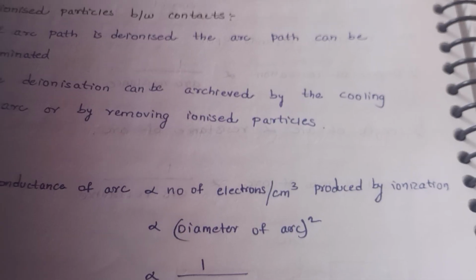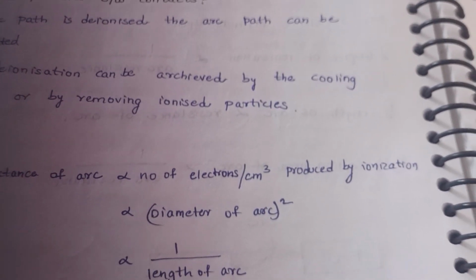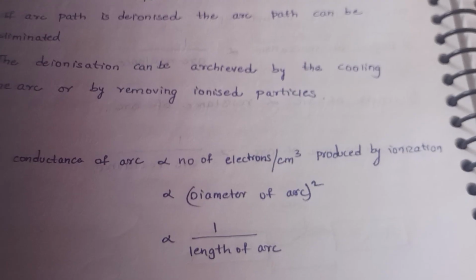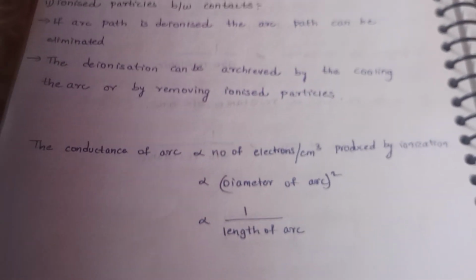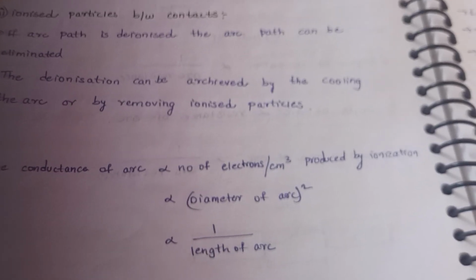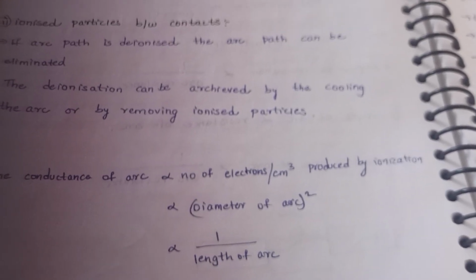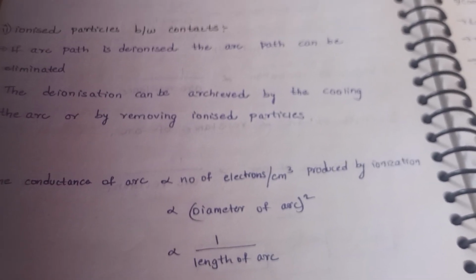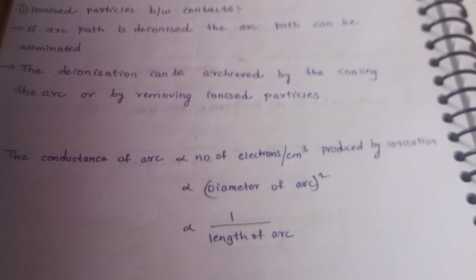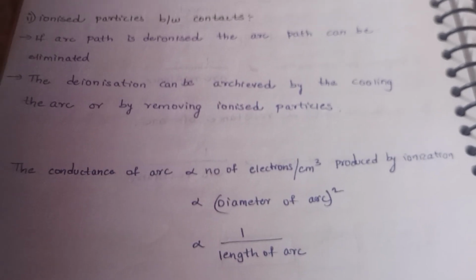Next, the ionized particles between the contacts: if the path is deionized, then the arc path can be eliminated. We need to deionize the path to eliminate the arc. Deionization can be achieved by cooling the arc and removing the ionized particles.